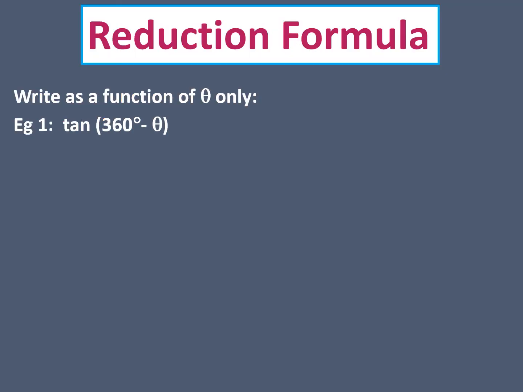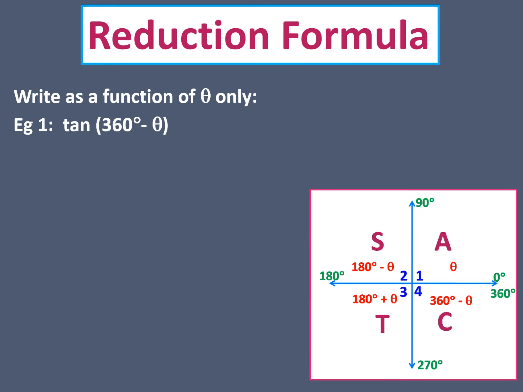We need to write the following as a function of theta only. In other words, I just wanted to say tan theta, for example. The problem is I just need to figure out, will I get a positive answer or a negative answer? So we need our CAST diagram. Now 360 degrees minus theta lies in the fourth quadrant, and in that quadrant tan should give me a negative answer. So I can get rid of 360 degrees as long as I write a minus in front of my function.